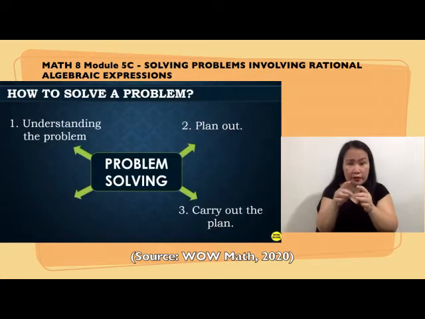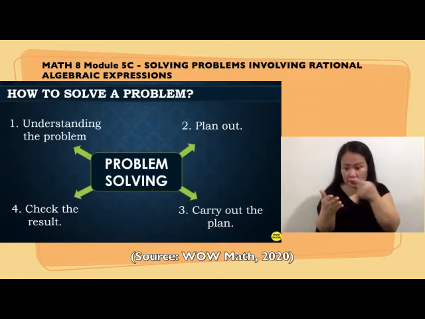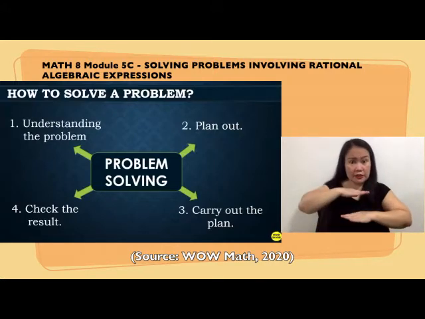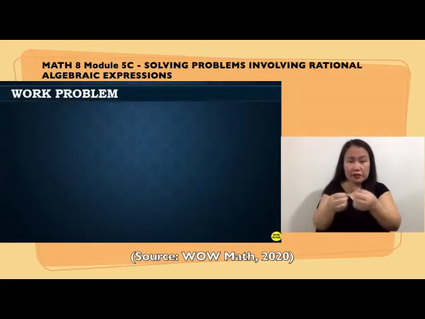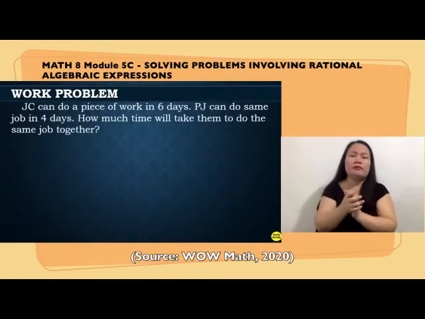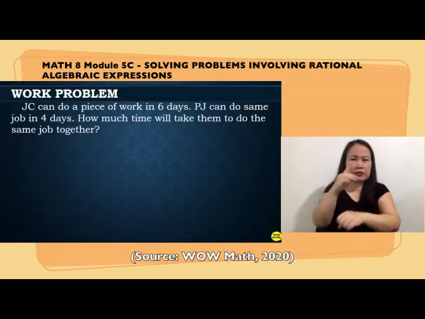And the last one, after carrying out the plan, check the result. So, always check the result of your answer. So, check your answer if it satisfies the given condition in the problem. So, let's have the work problem first. JC can do a piece of work in 6 days, while PJ can do the same job in 4 days. How much time will it take them to do the same job together?